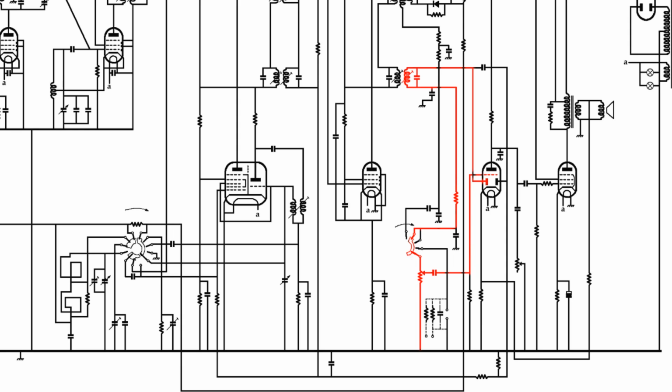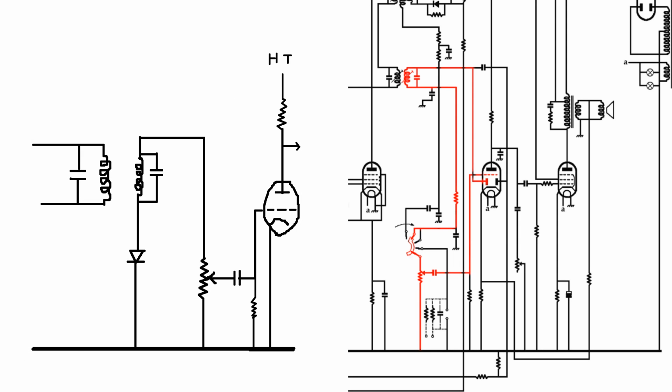So the valve is a double diode triode, and it is literally two diodes in a triode, and those diodes can be redrawn, and I'll do that now, and it just might make it easier to understand what's happening there.